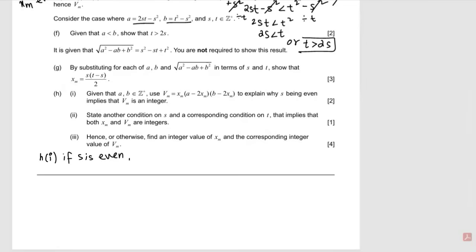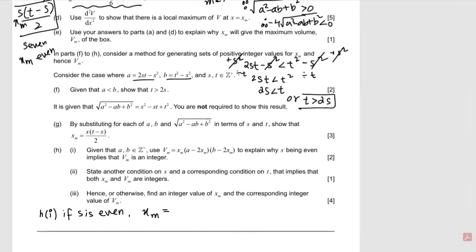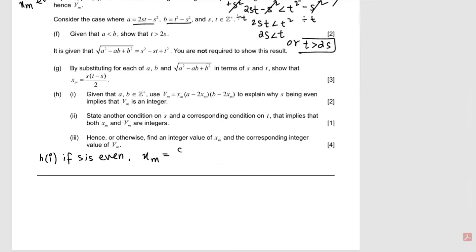So let's take a look at this. If S is even, then x sub m equals, what's the expression we found? That is going to be S times T minus S, divided by 2. So we clearly know that will be even since there is a factor of 2. So S can be any even number, so even number times anything, and even if you half it.